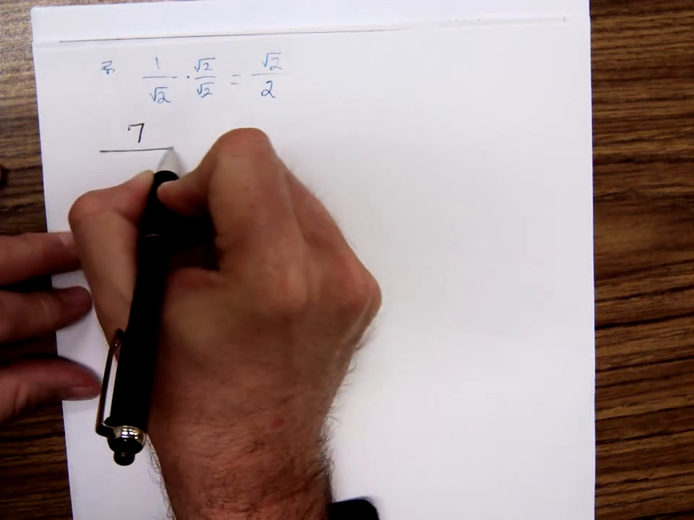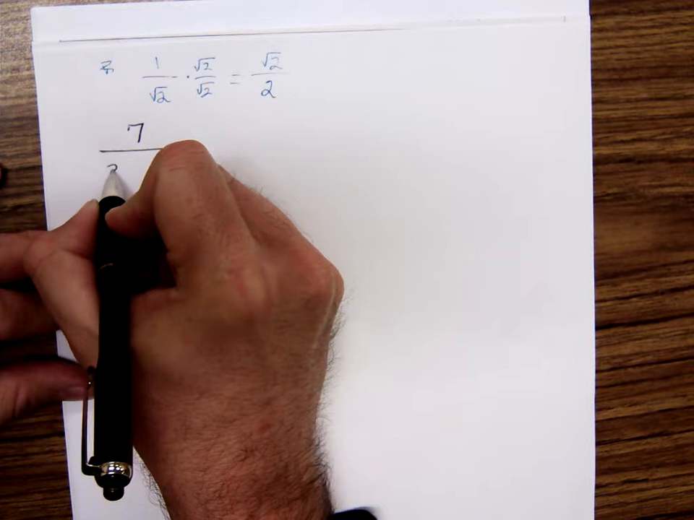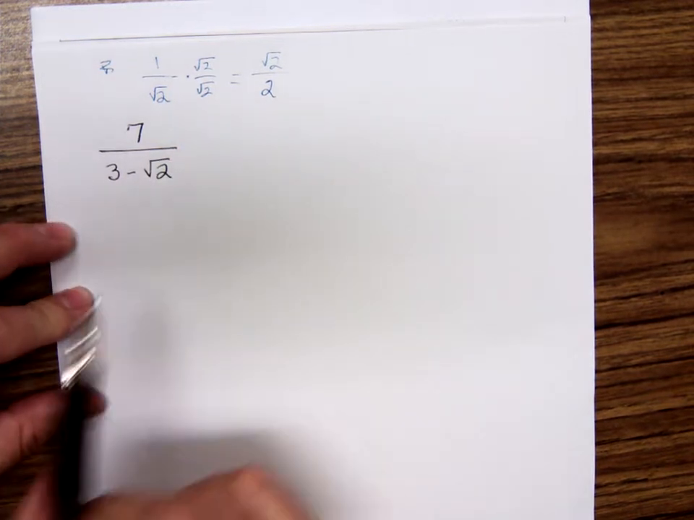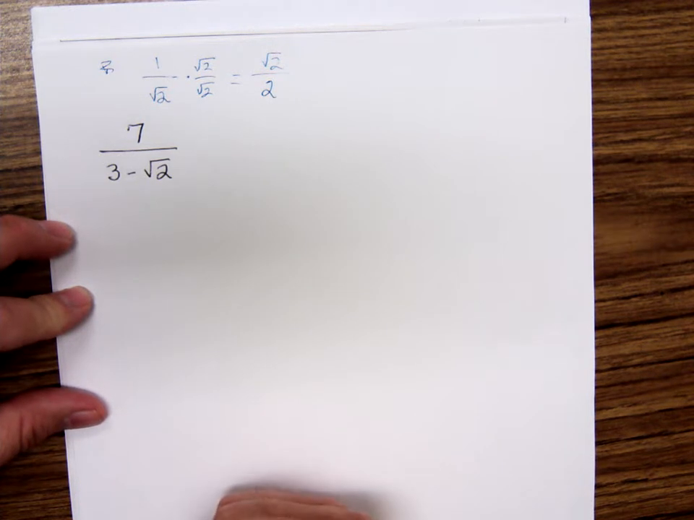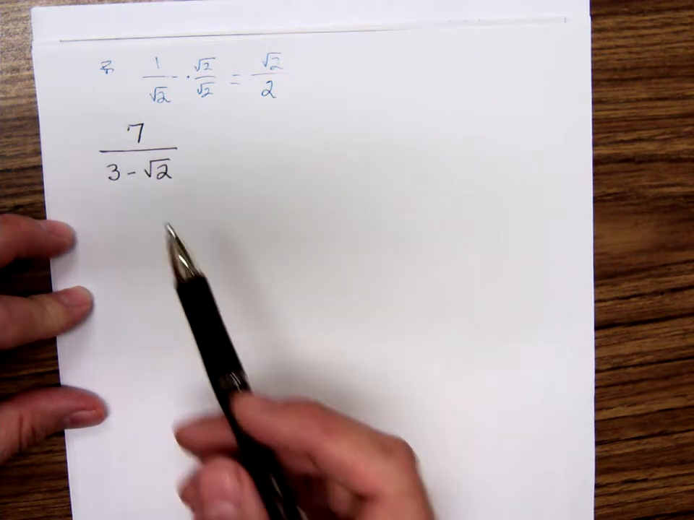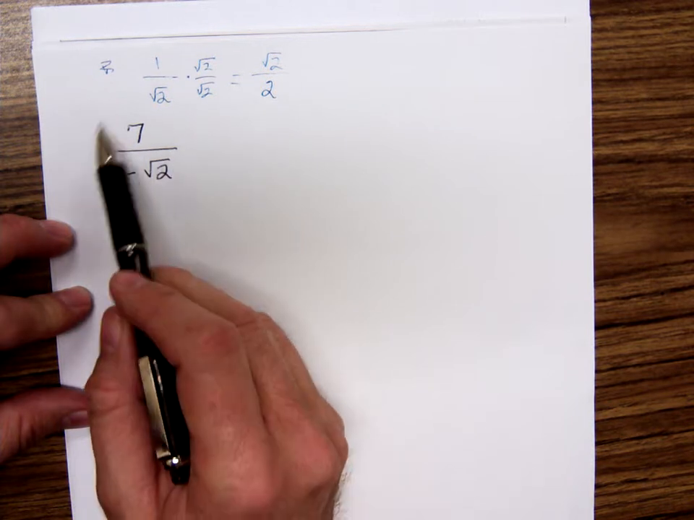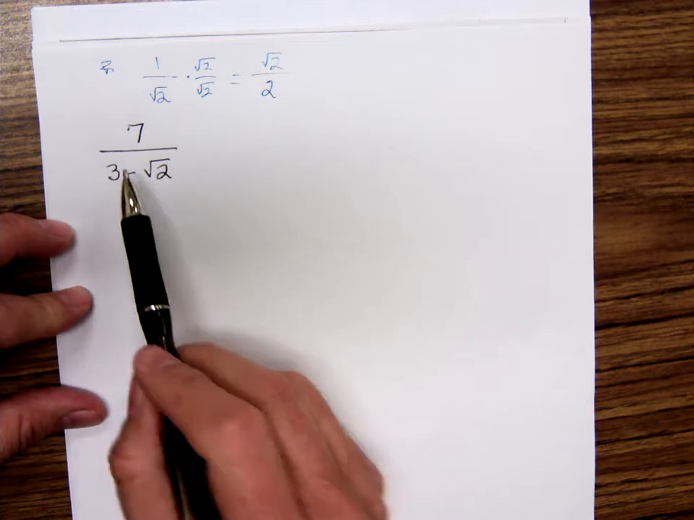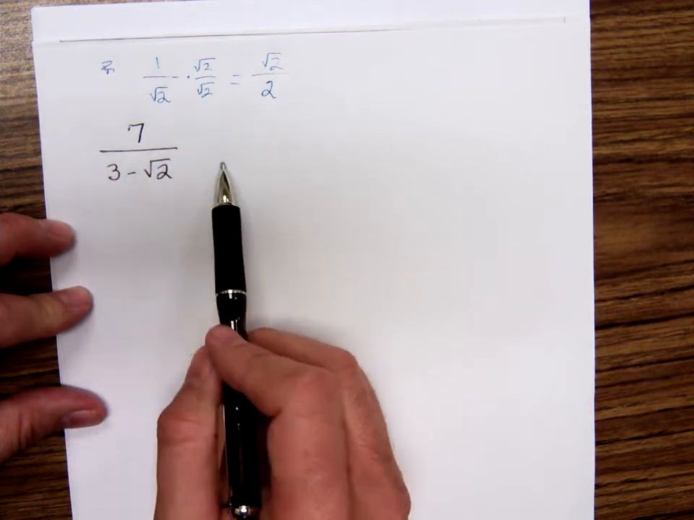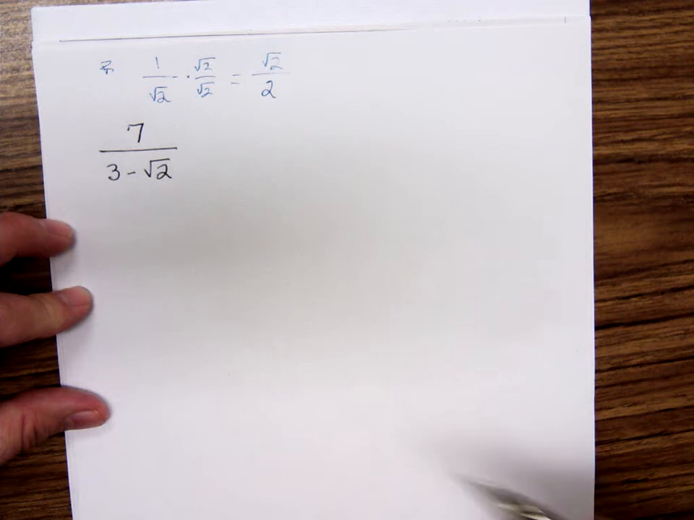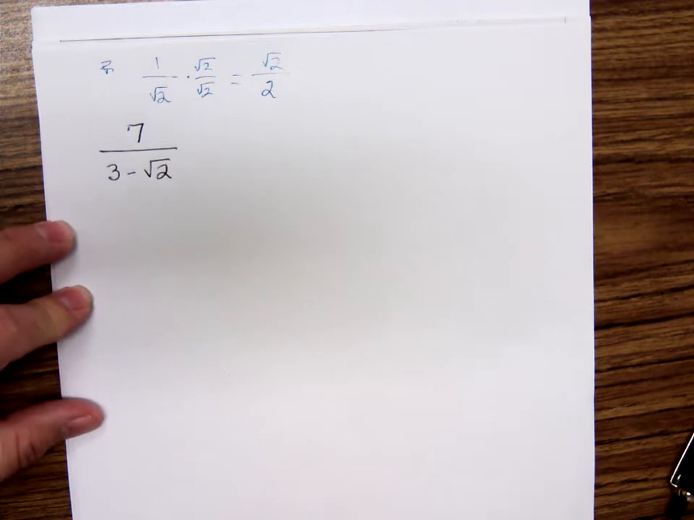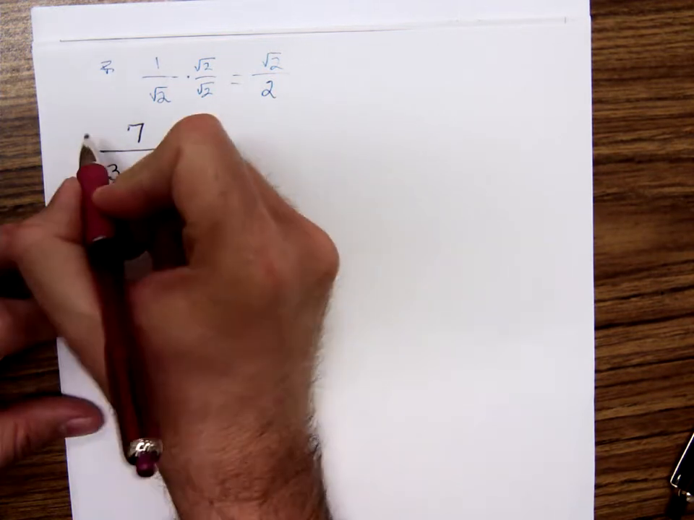If we had the fraction 7 over 3 minus the square root of 2, you don't just multiply above and below by square root of 2, because if you did, it wouldn't completely get rid of the square root. You'd have 7 square root of 2 on top, but on the bottom you'd have a 3 square root of 2 minus 2. So in a previous algebra class, and it may have been a while, you may think, oh, I don't remember seeing this, but yeah, you did. You just forgot it. It's been a while.